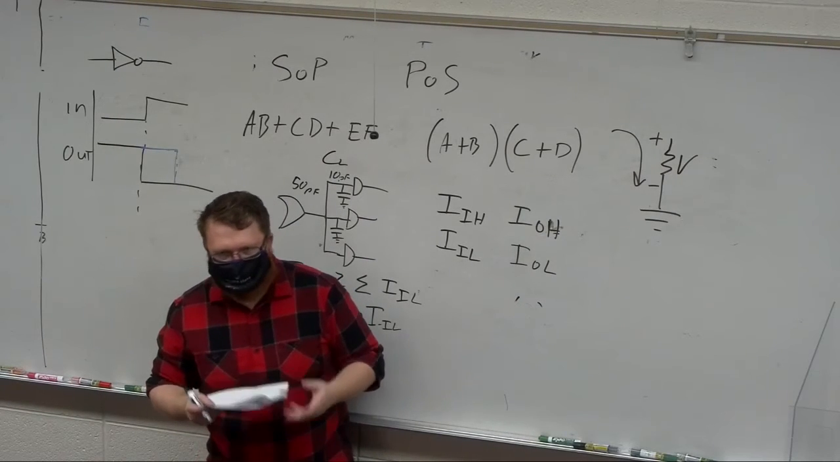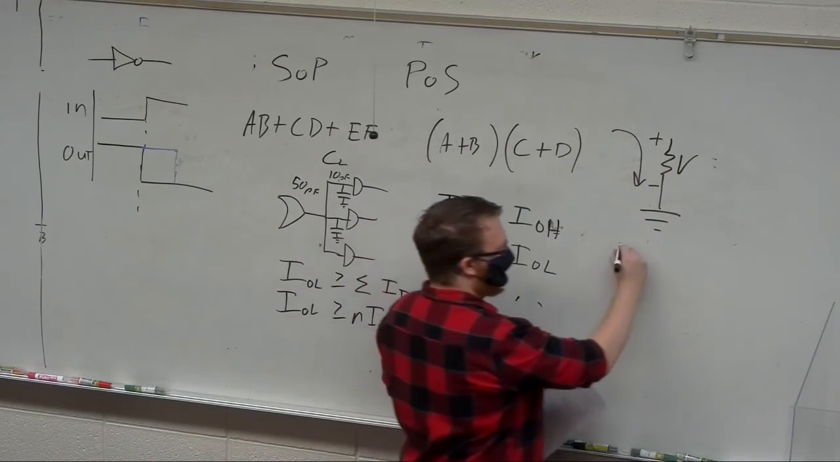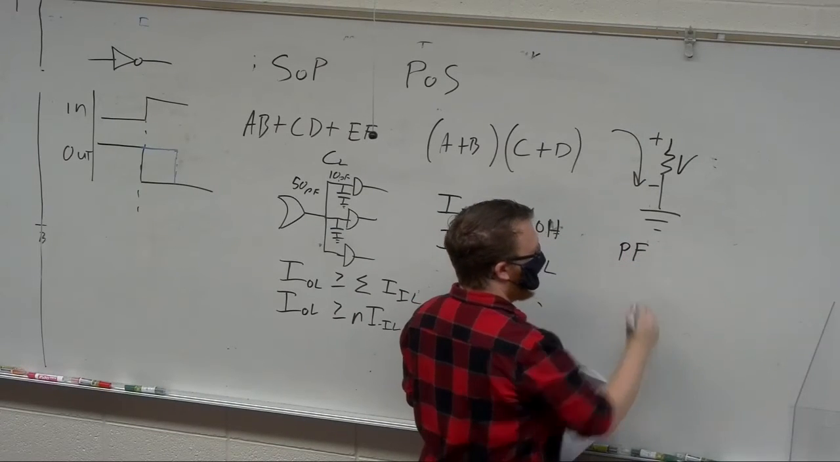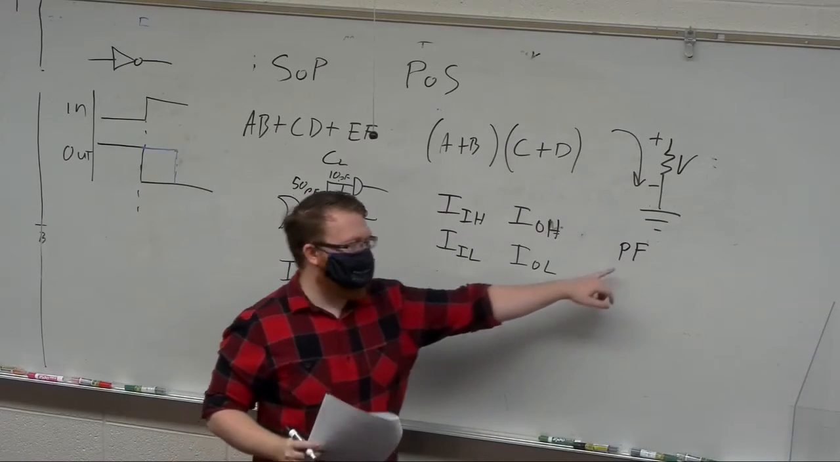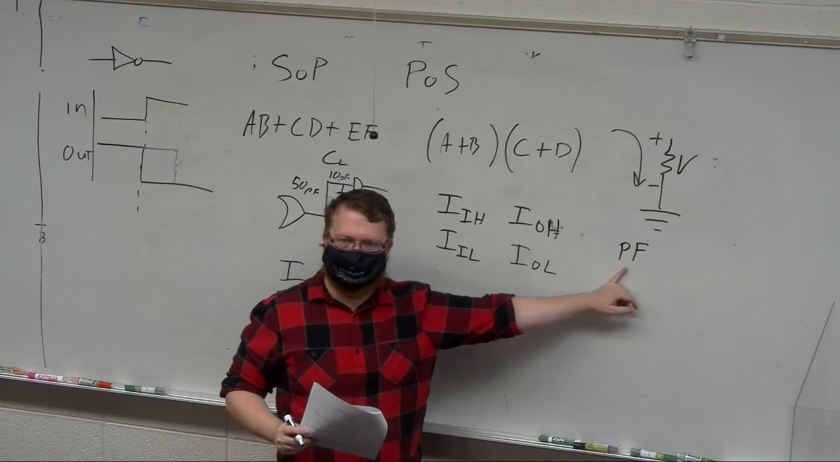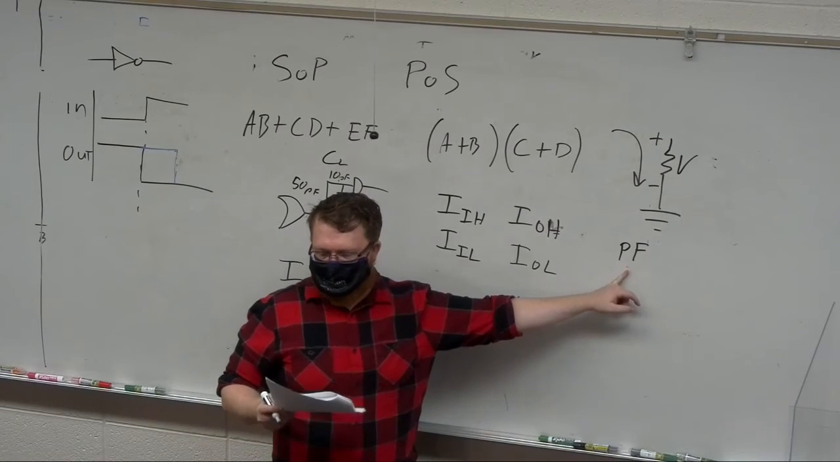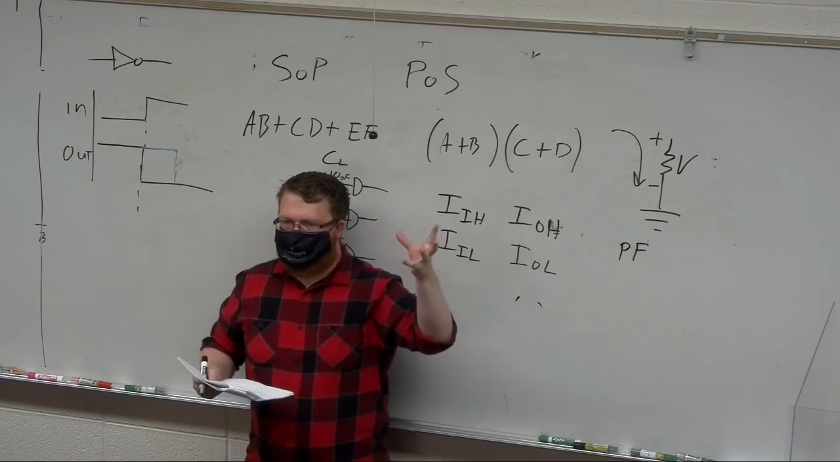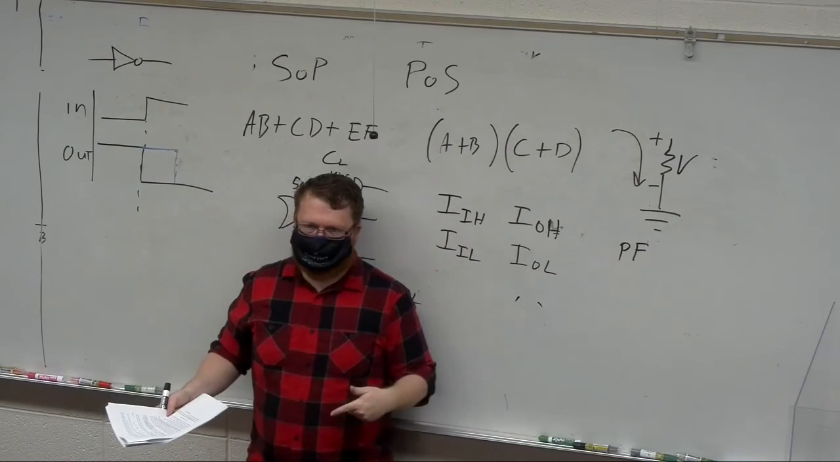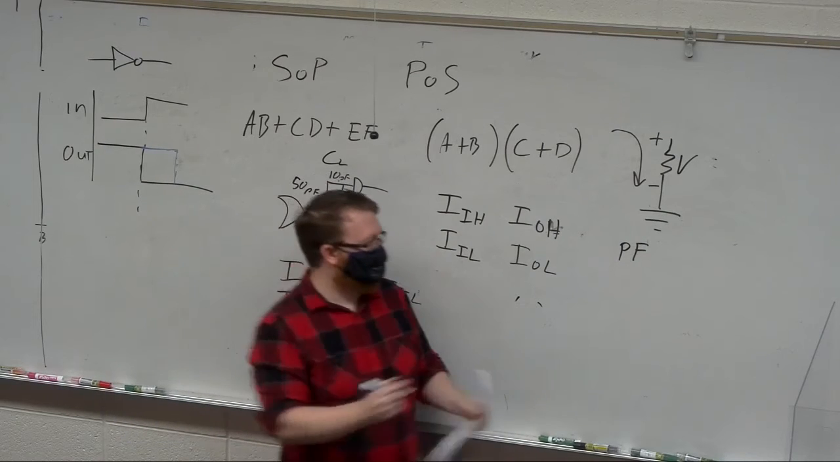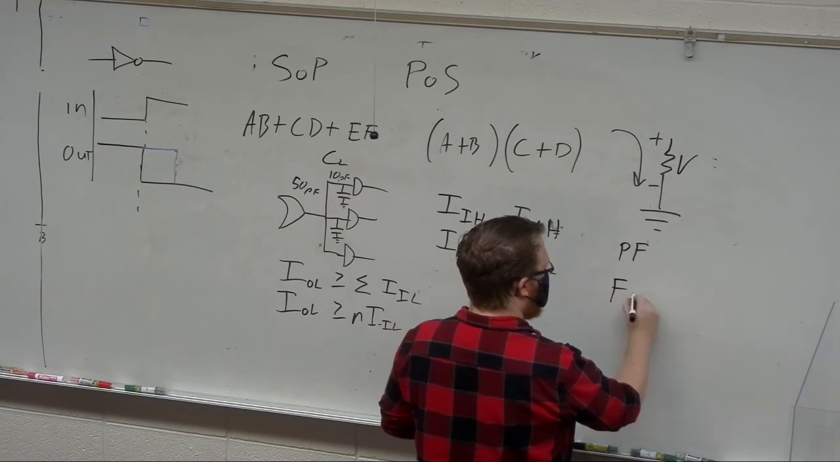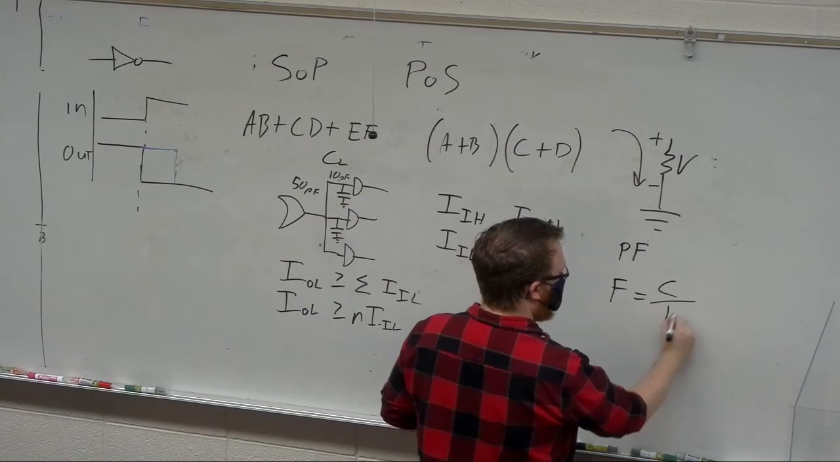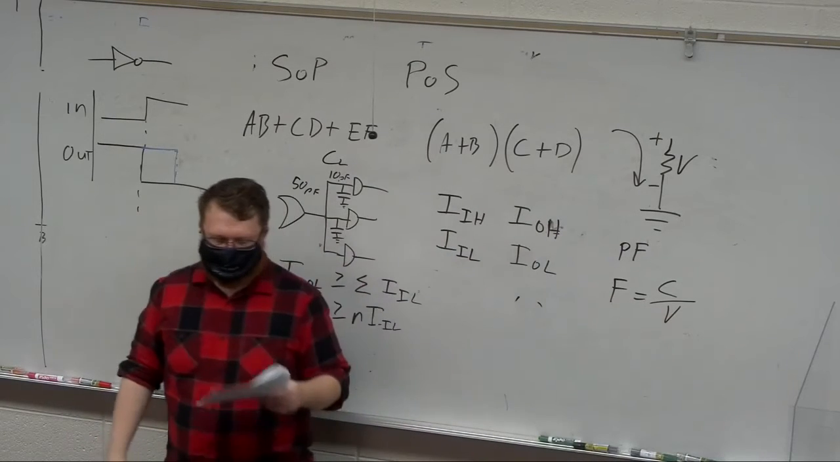Ultimately it talks about the farad. I was talking about picofarads, which is 10 to the negative 12 farads. A farad is, by definition, a coulomb, which is the unit of charge, per volt. Coulomb per volt.